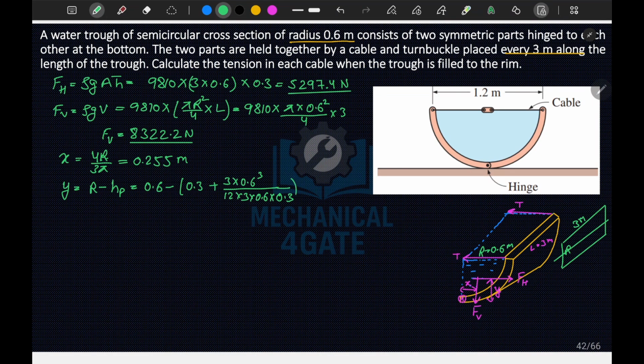Okay, so if we solve this, we have obtained y. Let's solve this first. So this is 3 into 0.6, it is 0.36, divided by 12 divided by 0.3, this is 0.1. So 0.1 plus 0.4, y is equal to 0.2 meter. Okay, x is equal to this and y is equal to this. So we have obtained the values of FH, FV, x and y.